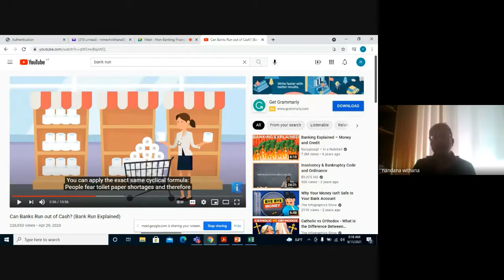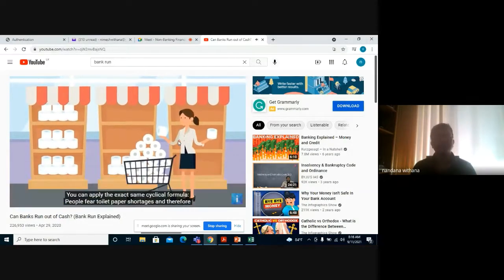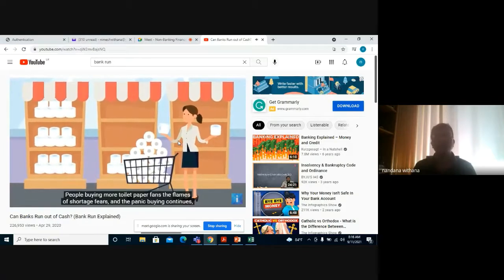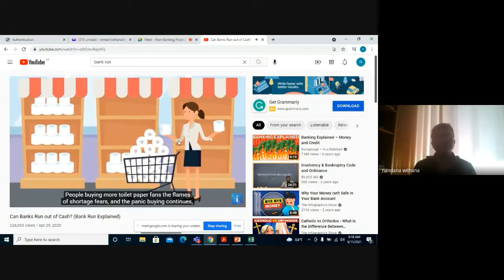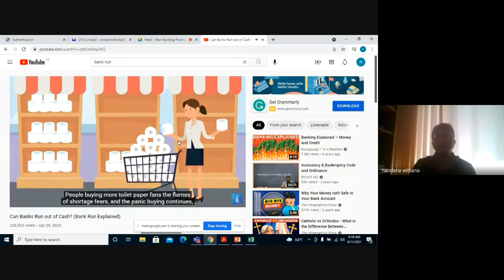That's human behavior. The same when it comes to bank run. When you come to know, okay, the bank is in a financial difficult situation, they will not be able to honor my request to withdraw money. You want money now than later, and everybody wants that. Formula. People fear toilet paper shortages and therefore buy more toilet paper. People buying more toilet paper fans the flames of shortage fears, and the panic buying continues.